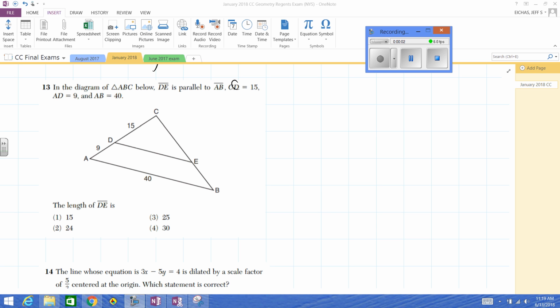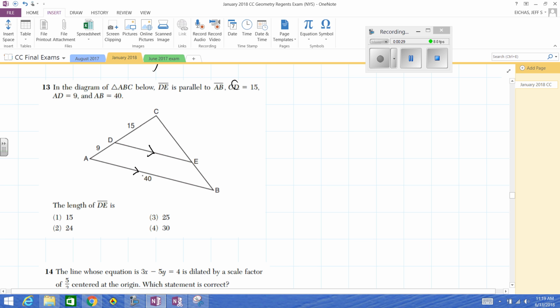So more from the January 2017 exam. We gave this problem number 13, and it was surprising how many students missed it. Very easy to do, though. I could see what happened. There's a cross between using the side splitter theorem and making sure that we have corresponding sides on similar triangles are proportional.